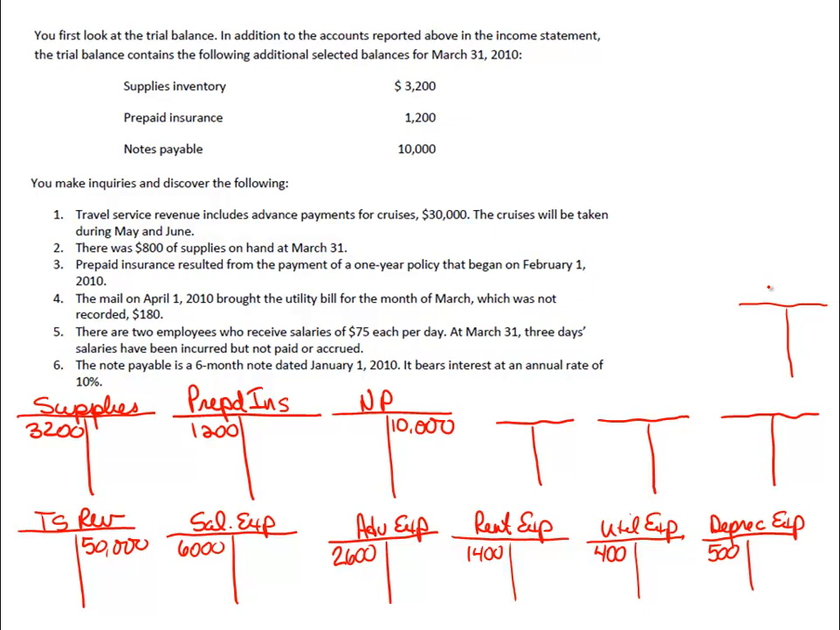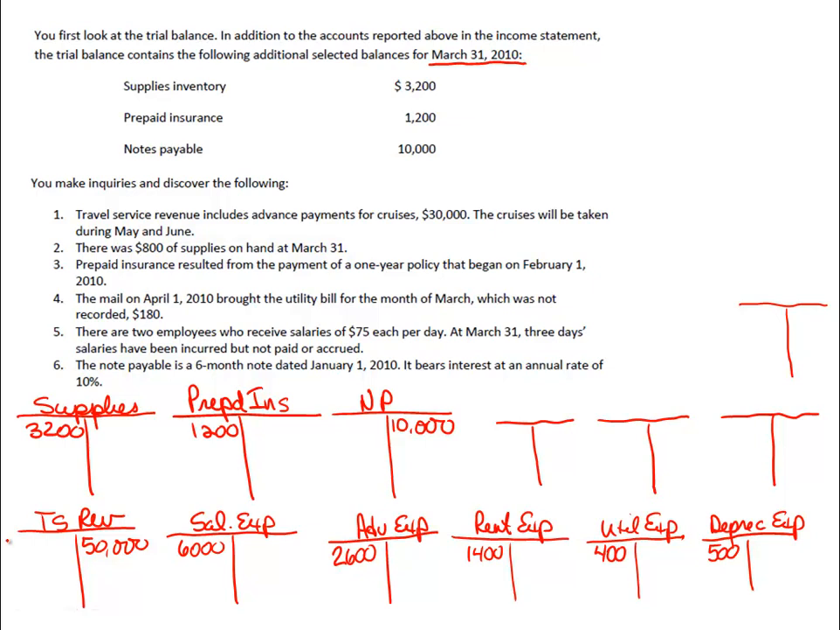So I've added supplies, which is a current asset, prepaid insurance, a current asset, and a note payable. And making inquiries, you discovered the following. 1. Travel services revenue of $50,000 included advance payments for cruises of $30,000. The cruises will not be taken until May and June. And notice that the income statement we're preparing right now is for March. So do we have too much revenue recognized in March that will not be earned until May and June?